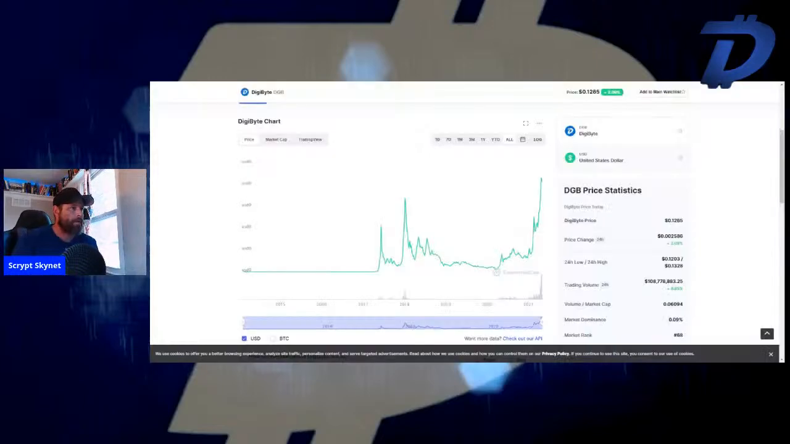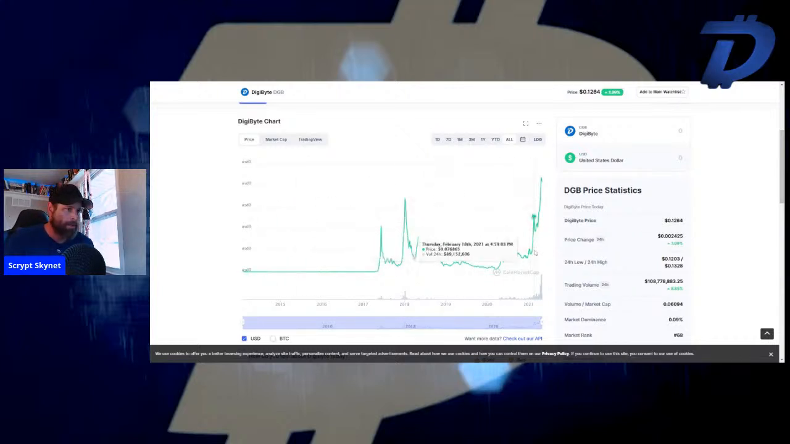I think there's a lot to cover, so just seeing what crypto is doing in general, and mostly DigiByte. All right, what we've got here is CoinMarketCap, obviously. Now, what am I looking at here? Well, as you can see, this is the all-time DigiByte chart compared to the US dollar.